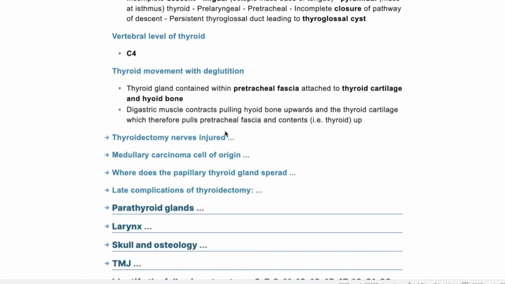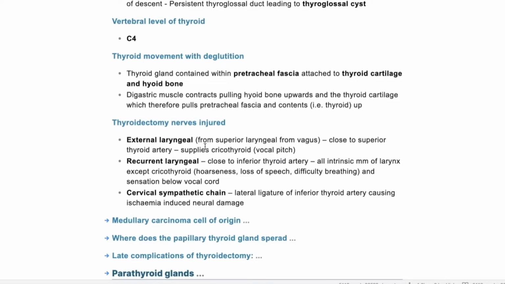Yes, during thyroidectomy, both of the two branches of the vagus nerve can be injured. That is the superior laryngeal nerve and the inferior laryngeal nerve, which is also called the recurrent laryngeal nerve. Okay, is there anything else? In the nerves? Yeah. No, I'm not sure about anything else. Okay, so the external laryngeal nerve can be injured, and that will be close to the superior part of the gland.